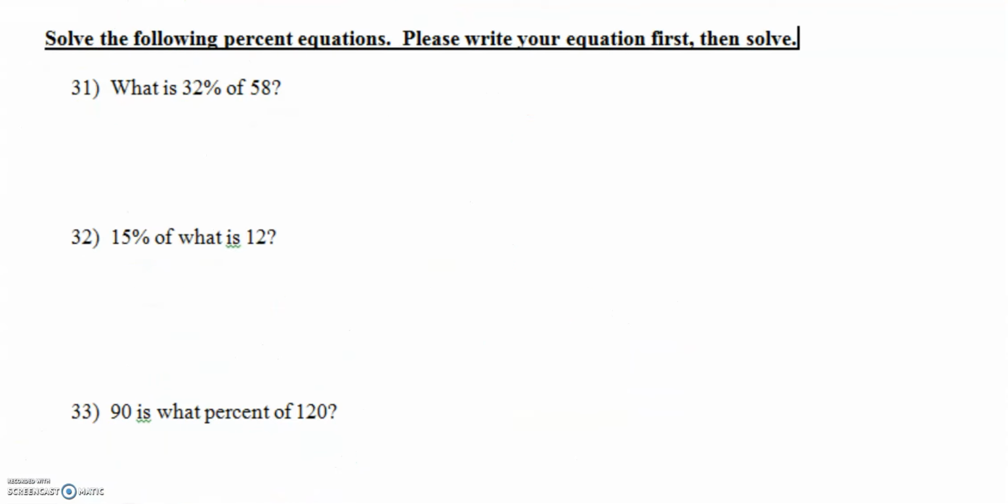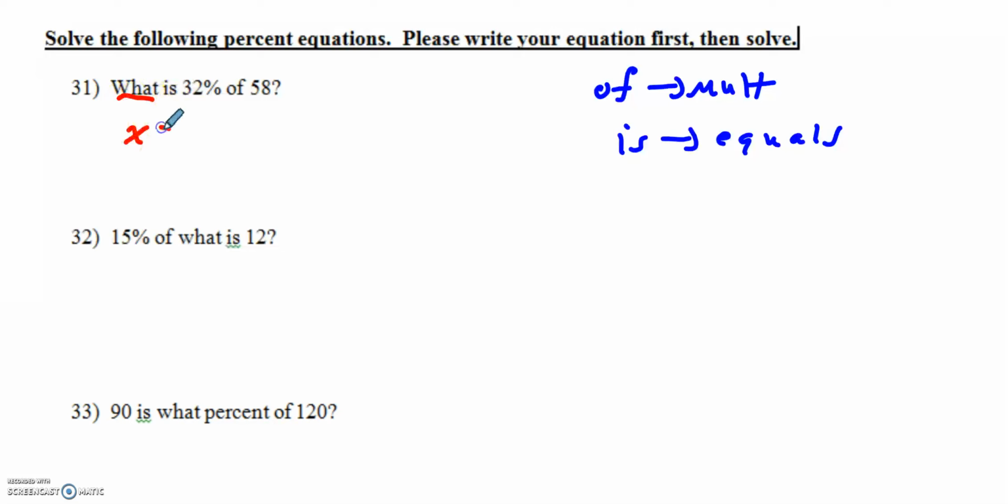Next part is the percent equations we were working on. And remember, the main thing you want to consider is that the word "of" always means multiply, and the word "is" always equals. So we want to convert these into equations and then solve for x. So for 31, what, which I could say is x, equals 32%.